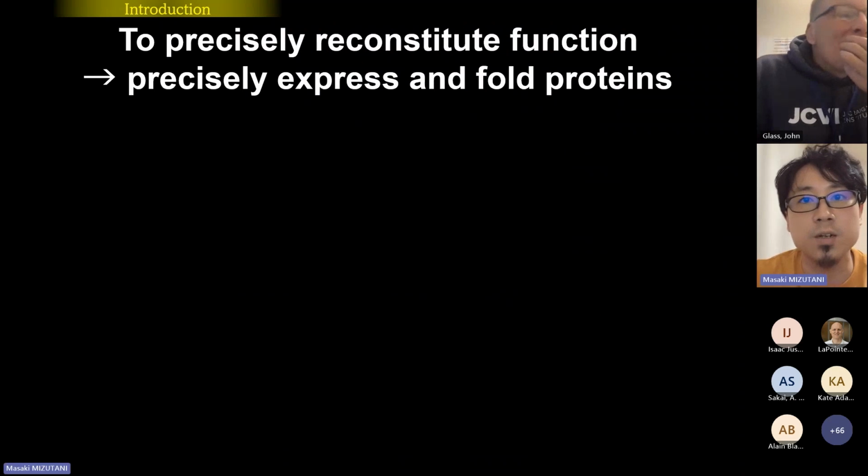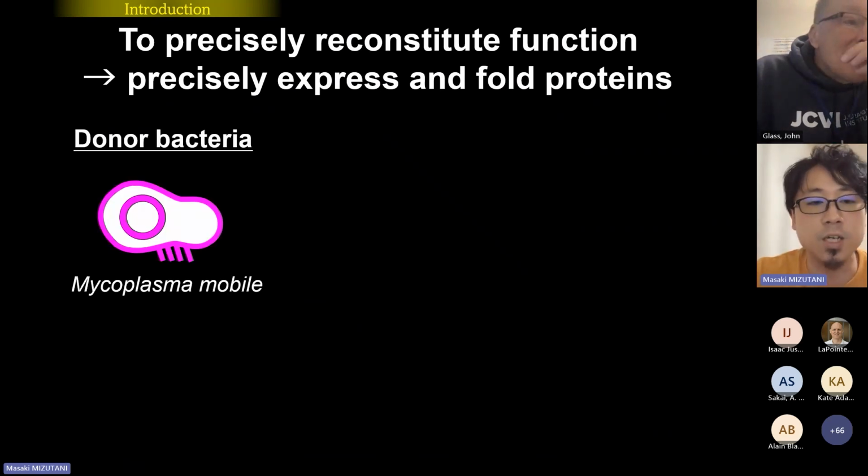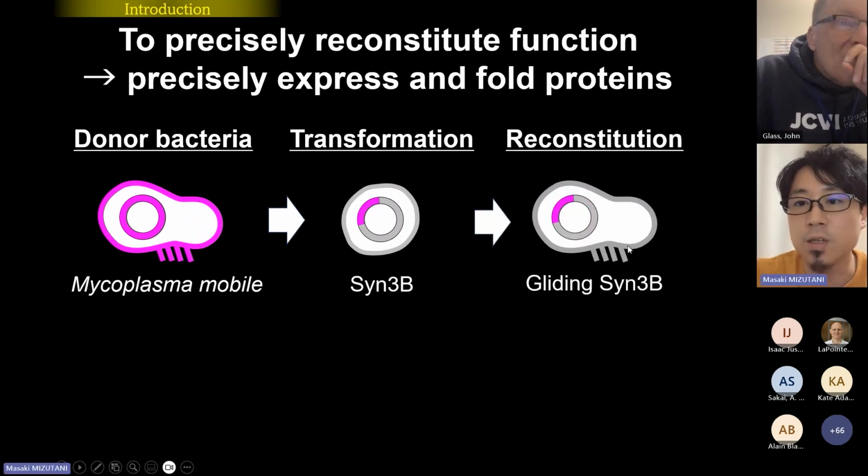And to precisely reconstitute the function, we should precisely express and fold proteins. Here we think about the case of reconstituting the Mycoplasma mobile gliding. At first, we choose the gliding-related genes and transform them into Syn3B. And if it's successful, then we can reconstitute gliding motility in Syn3B.